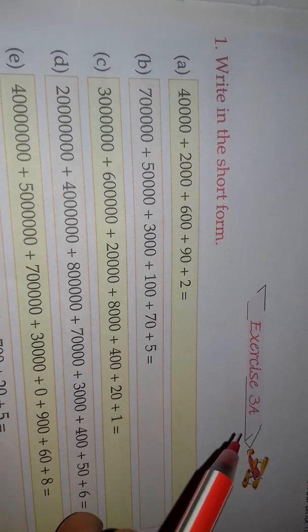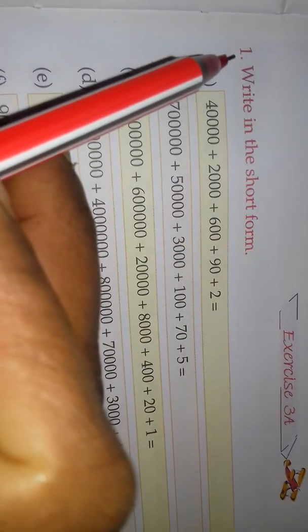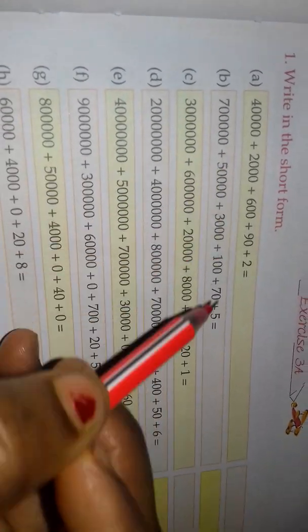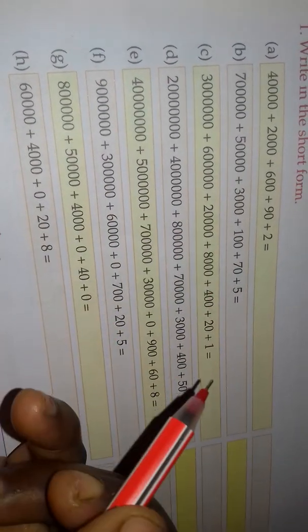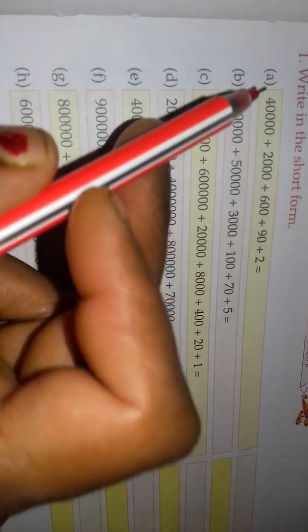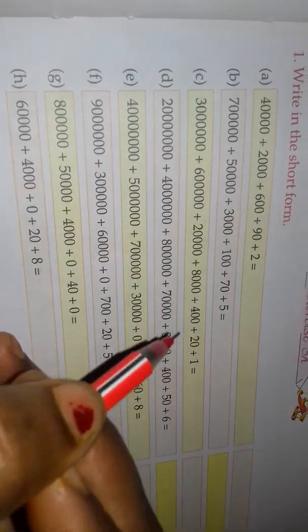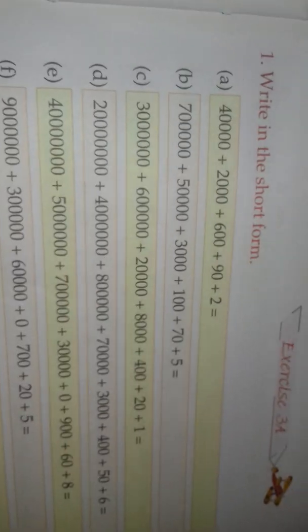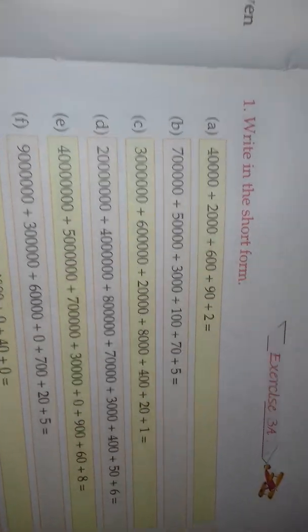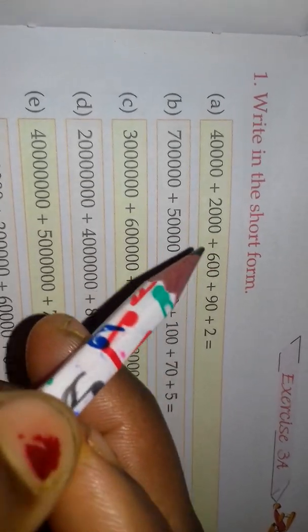Now see, this is your exercise 3A, in which your first question is given, write in the short form. Here some large numbers are given in their expanded form. These numbers are given in its expanded form and you have to write these numbers in short form. Okay, so all these numbers are given according to their place values. So we will find the places of all the digits. Accordingly we will write this short form of the numbers.